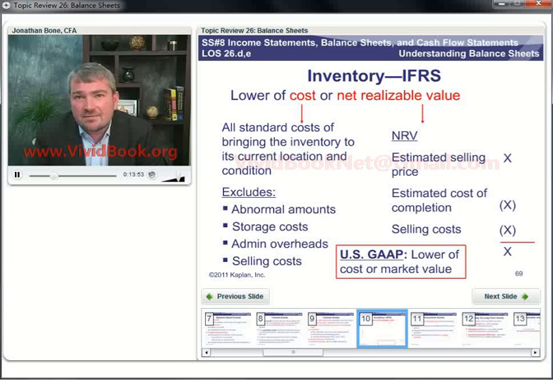Notice IFRS uses cost compared to net realizable value. US GAAP uses cost compared to market value. Now, market value essentially is replacement cost subject to an upper and a lower level. The upper level is net realizable value and the lower level is net realizable value minus normal profit margin. Again, you don't need to worry about that. We will see it again in a later reading.